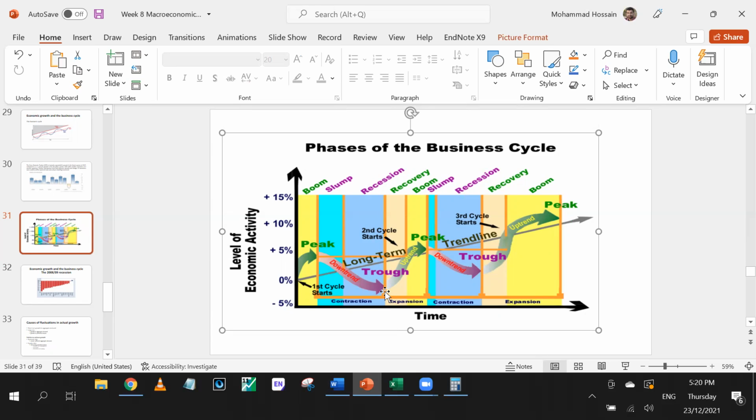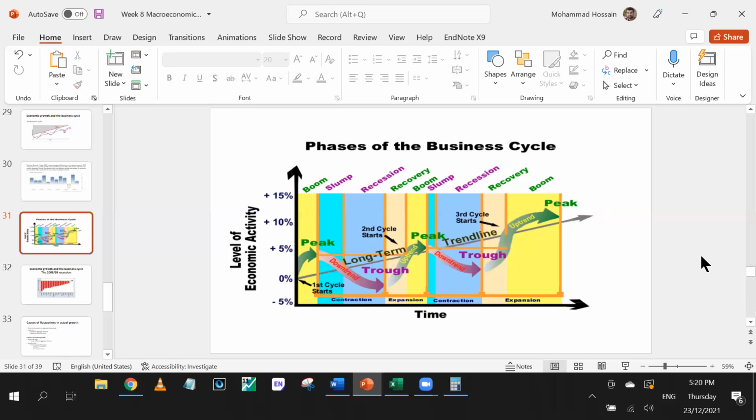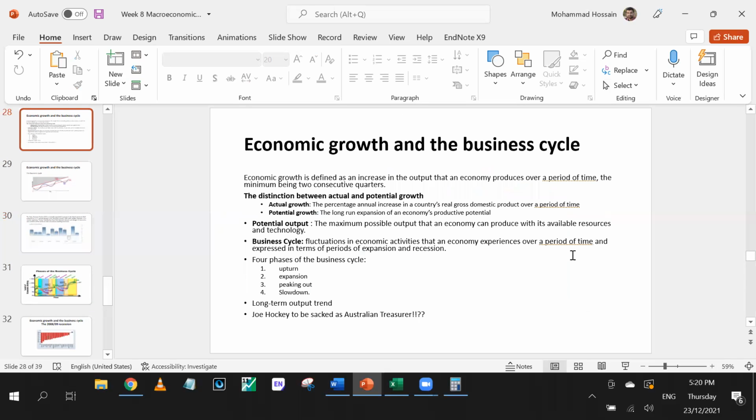Then after the trough, they start to recover. When they recover and reach the normal situation, and then go more than normal, this is a boom, and they reach the peak again. Again it goes down, again goes up, down, up, down. That's what they do. Okay, this is the normal phase of the business cycle, and it's explained in here. Look, upturn, expansion, peaking, slow down. So different books use different language. It's not a big deal.